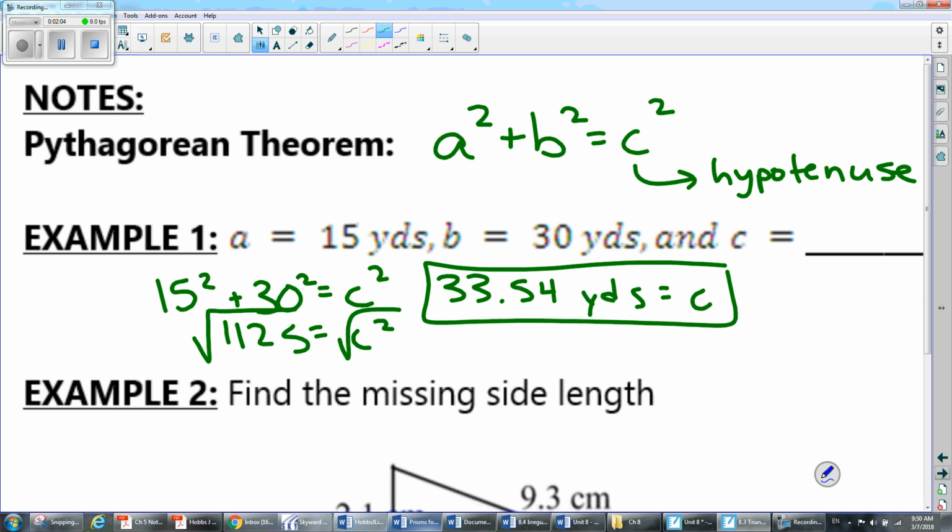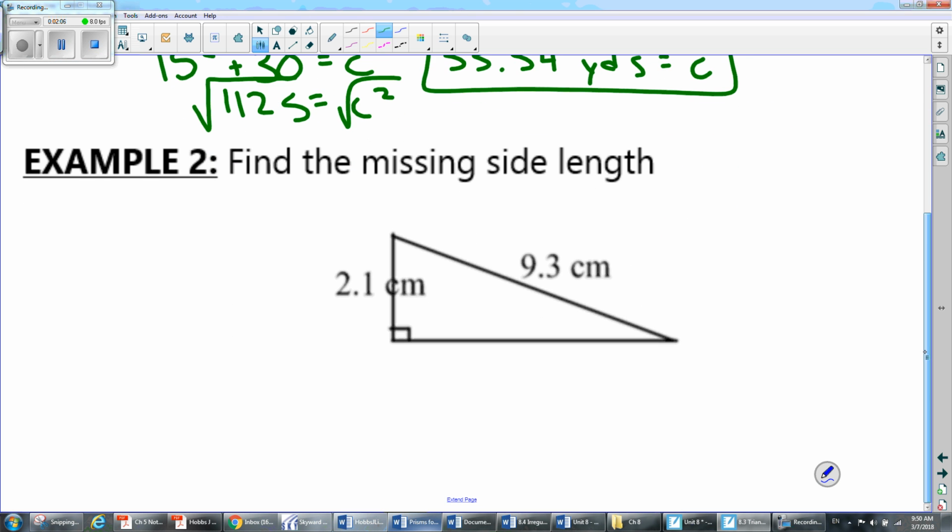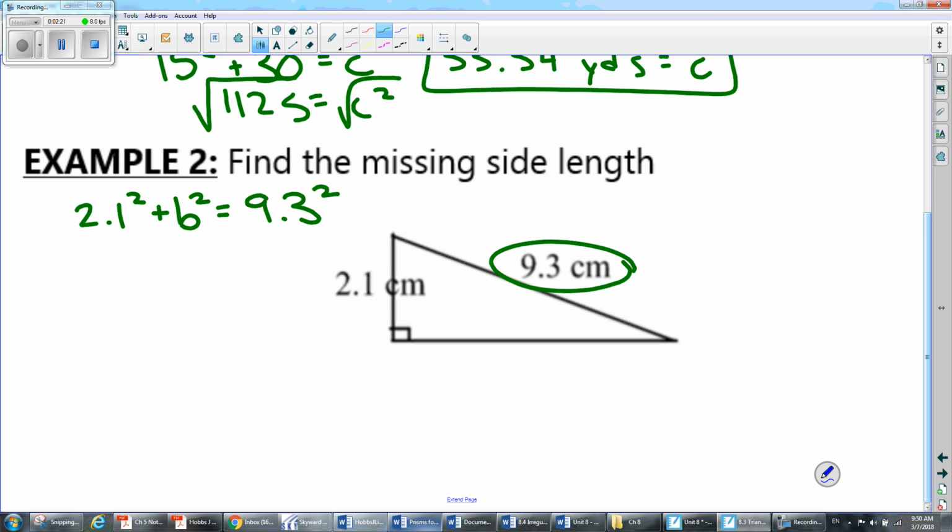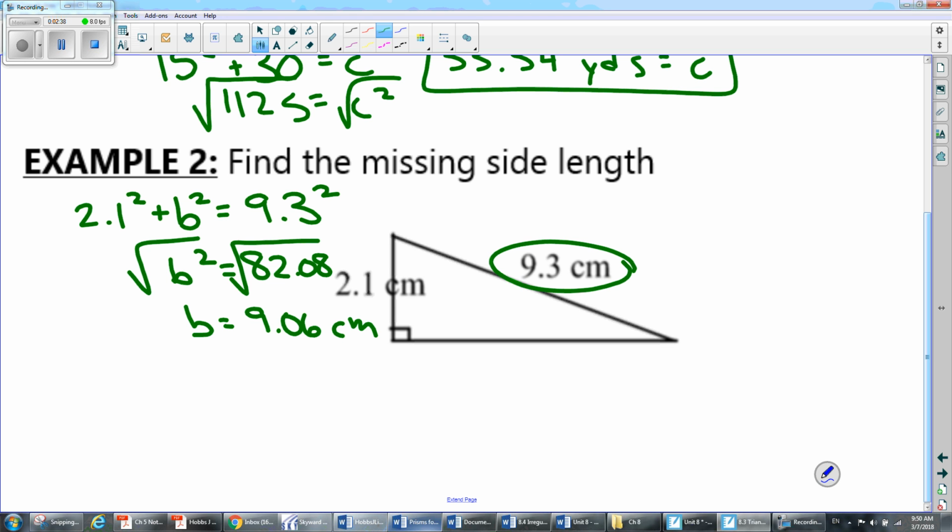So if we were asked to find the missing side length here, okay, we are given the hypotenuse and a side length. We're finding the other side length. I have to plug in my hypotenuse for C. Right, so we end up with b squared when I subtract 2.1 squared to equal 82.08. Taking the square root of that, it ends up to be 9.06 centimeters.